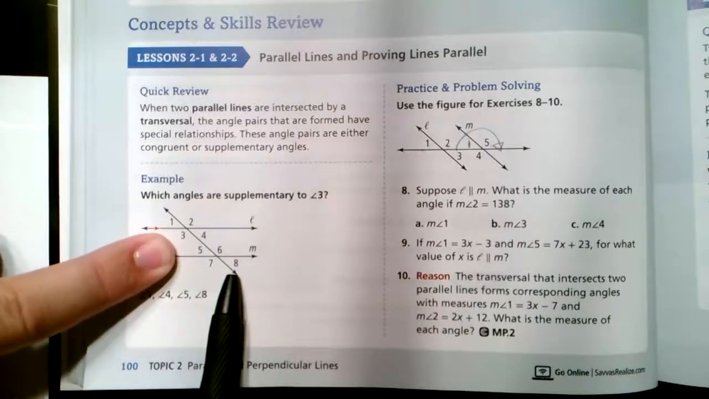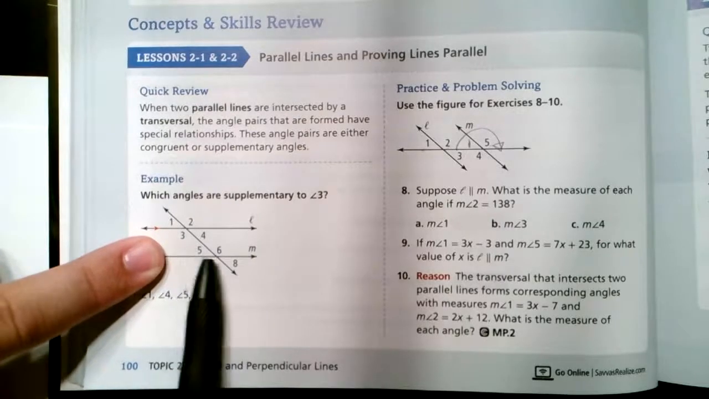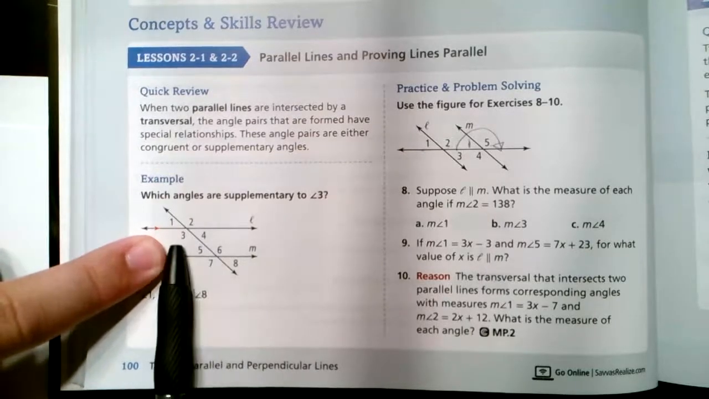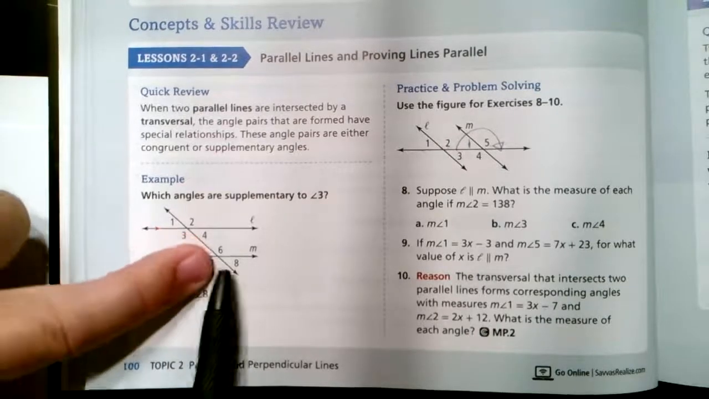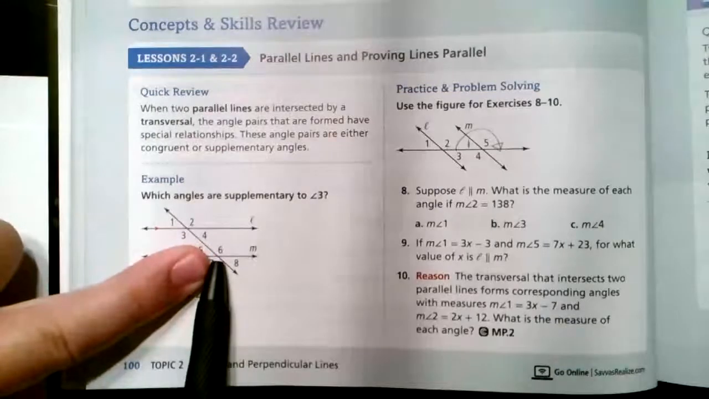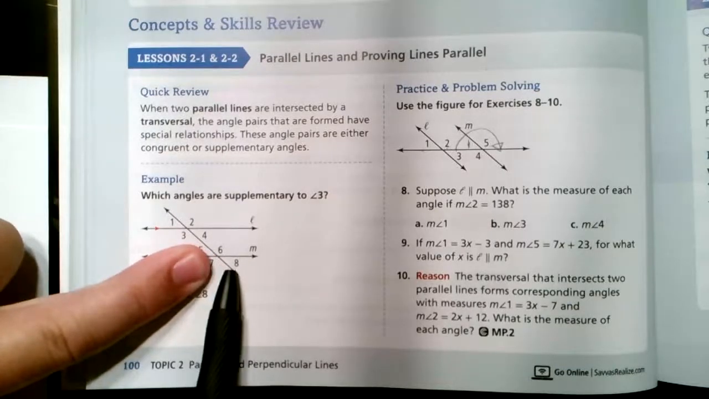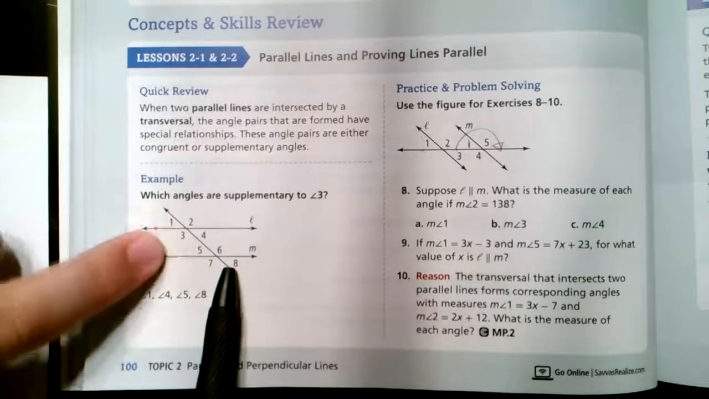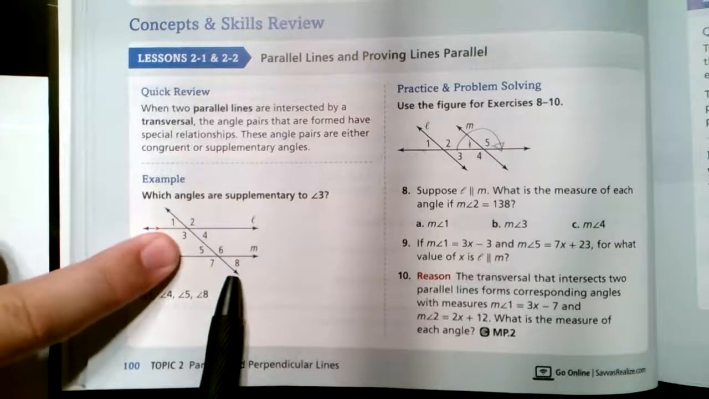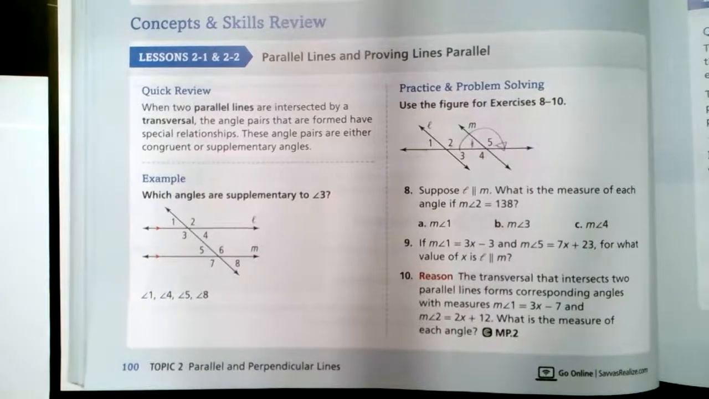If that's hard for you to visualize 3 and 8, just remember that 3 and 6 are the same. They're equal. They're congruent to each other. So if 3 and 6 are the same value, well, 6 and 8 are supplementary, right? They form a straight line. So knowing that 3 and 6 are the same, 6 and 8 are supplementary, that means 3 and 8 are also supplementary.